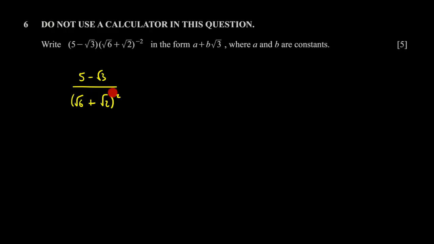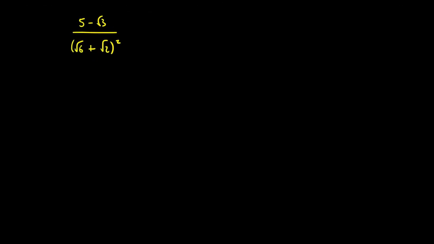And I think we want to deal with that denominator first. We want to expand that first and simplify it before we do anything else. So I'm going to say we're going to do (root 6 plus root 2) squared, which is (root 6 plus root 2) times (root 6 plus root 2). So we do it nice and slowly.